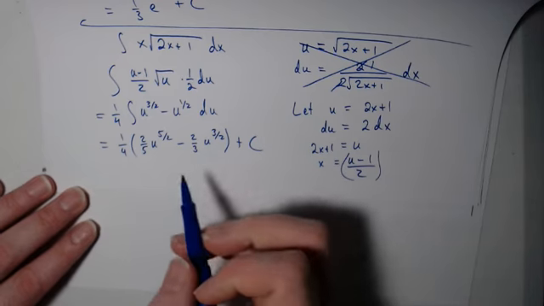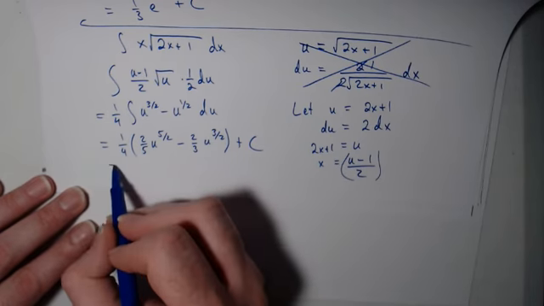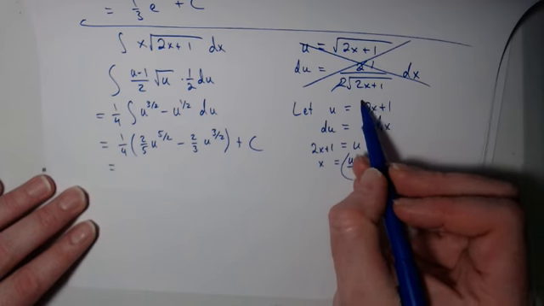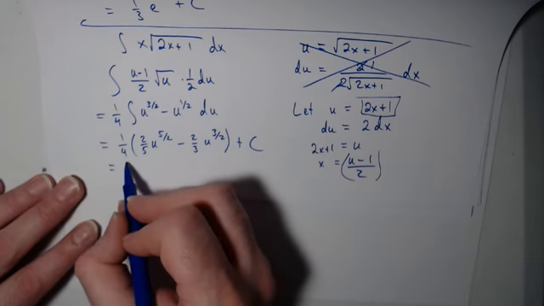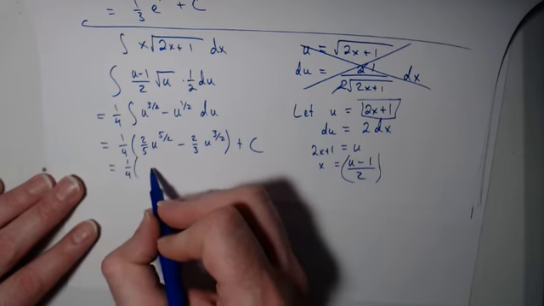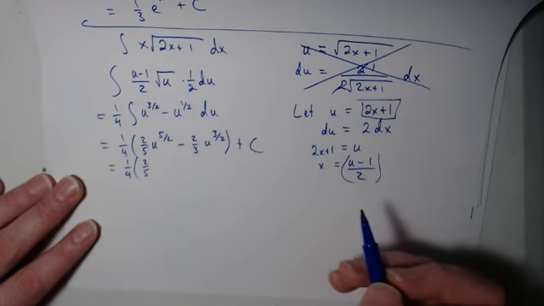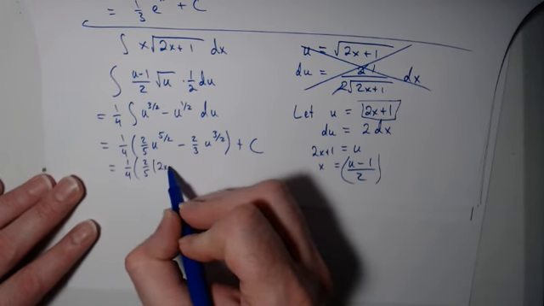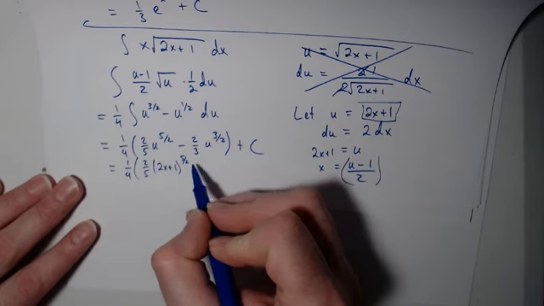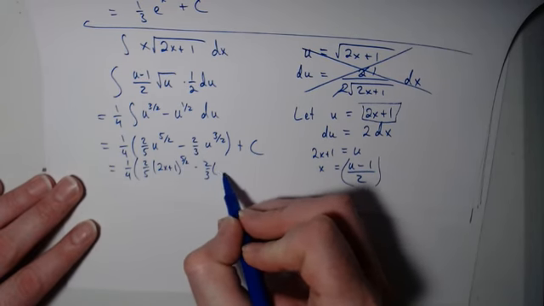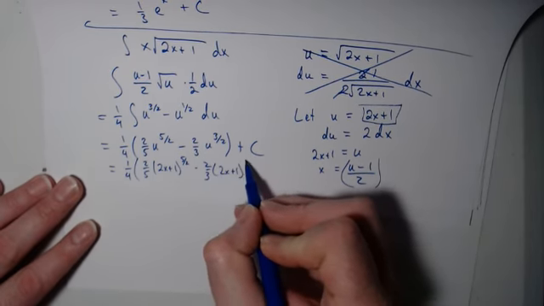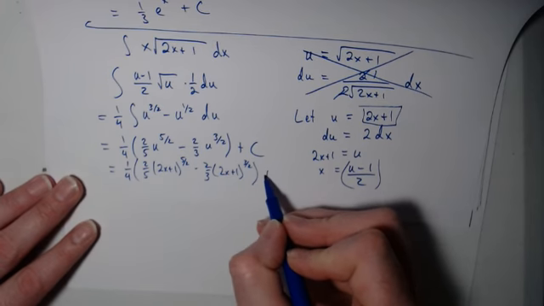Now all I need to do here is back substitute. u is equal to 2x plus 1. So this is 1/4 times the quantity 2/5 times 2x plus 1 to the 5/2 minus 2/3 times 2x plus 1 to the 3/2, plus c.